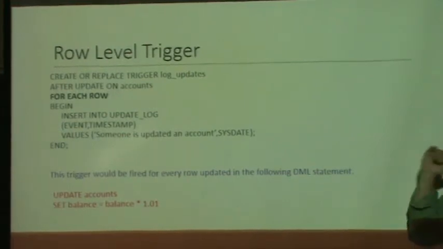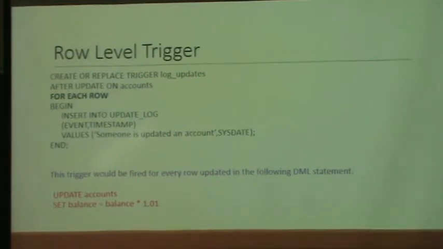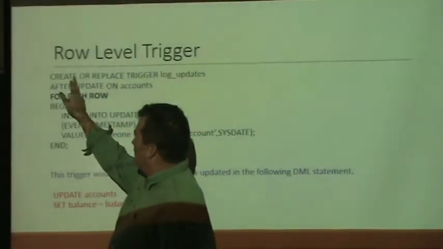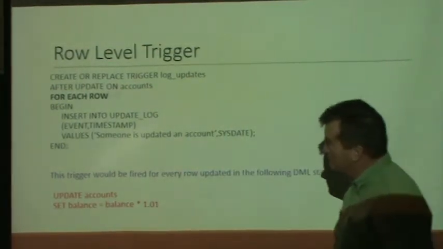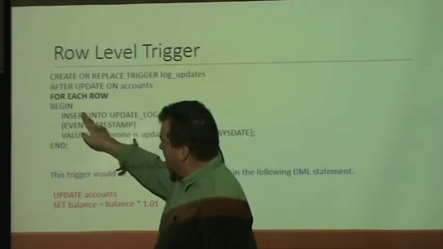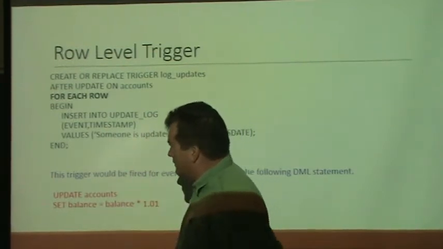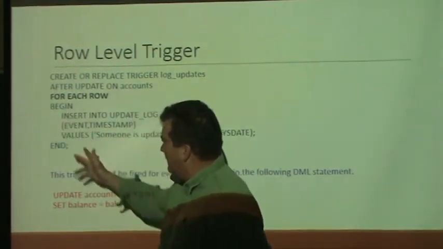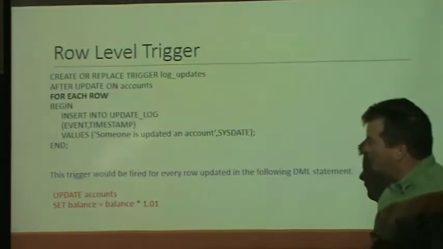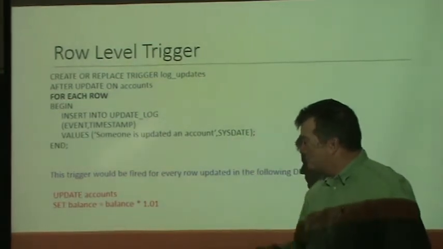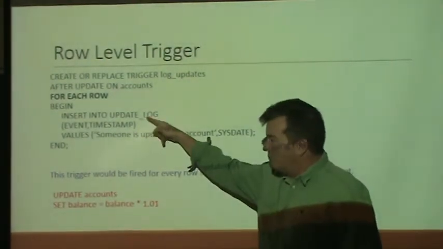A row level trigger means a trigger that runs every time a row is changed, not every time a table is changed. We could say create or replace trigger, we give it a name, log updates. After update on accounts, I'm going to now say, so I kind of highlighted this, for each row. I want this trigger to run every time a row changes in the table. I would say begin and end again. Insert into the log an event and a timestamp, and then say someone is updating the account with that timestamp. This trigger will be fired for every row in the table, so if there's 1 million records, you're going to log this statement 1 million times.